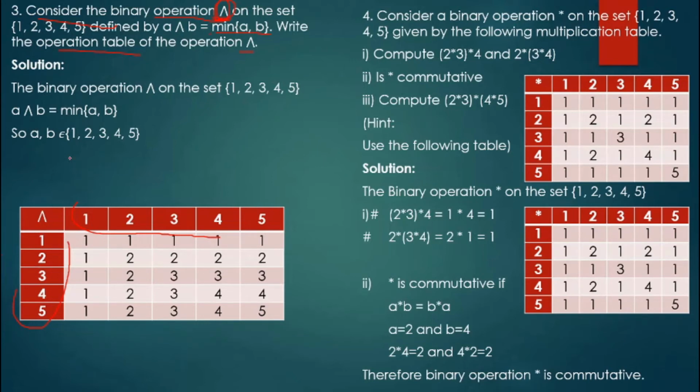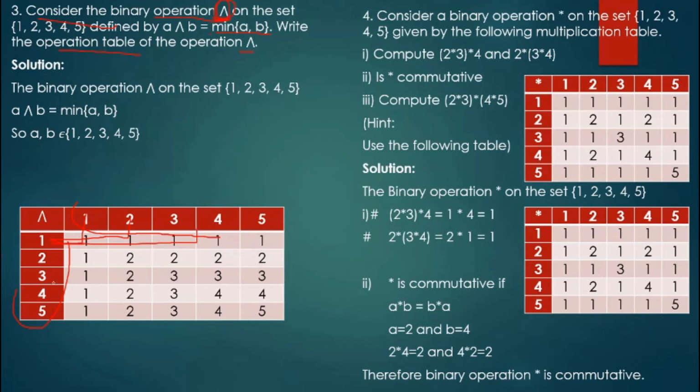So what are the values for A? 1 2 3 4 5. Same way the values of B, 1 2 3 4 5. Okay, now what we have to check is minimum between A and B. So minimum between 1 and 1 is 1 itself. When it is the same value, we write the value itself. Then between 1 and 2 we have 1. Same way 1 and 3 we have 1.